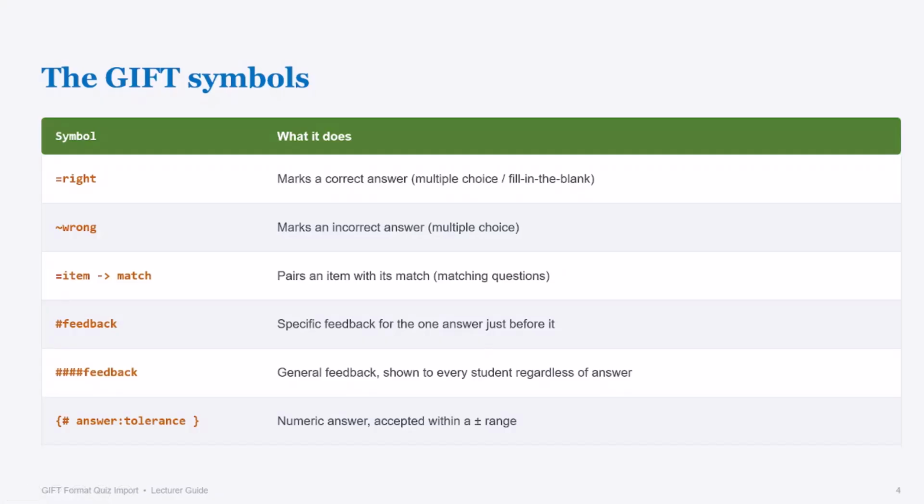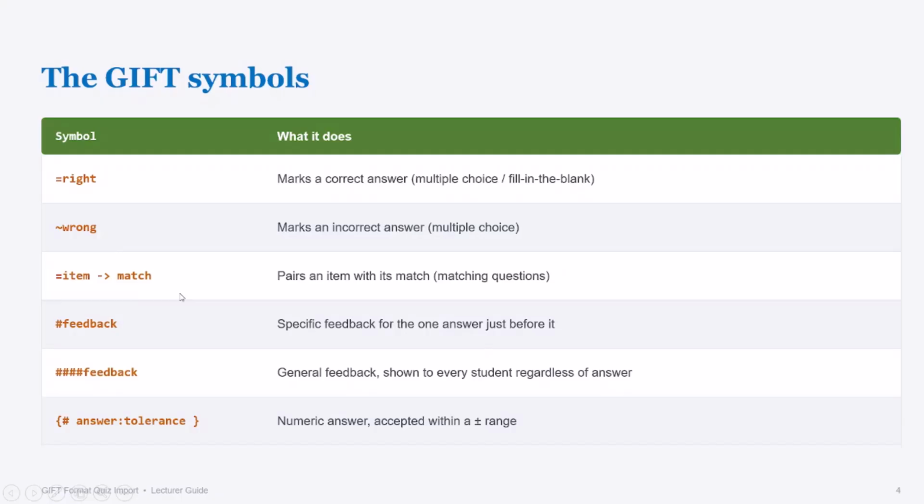Then in matching questions, where we require students to match the correct answers to the available options, we usually use this format where we have the equal sign, the item, and the correct match. Then we put in the dash and the greater than sign, then the match. So we're going to see this. This is usually used in the matching question type.